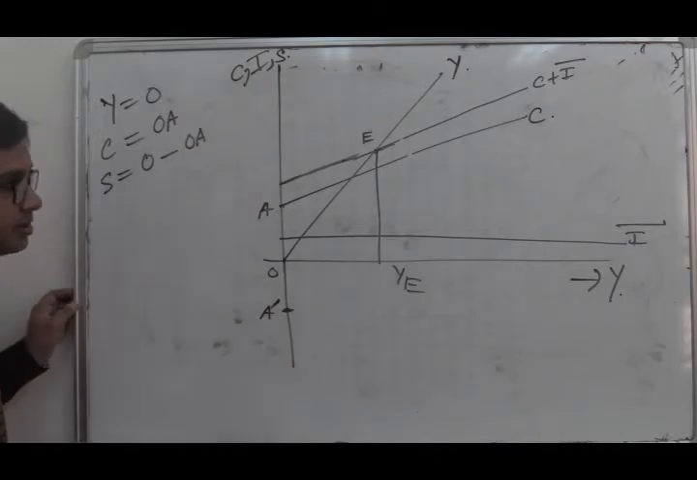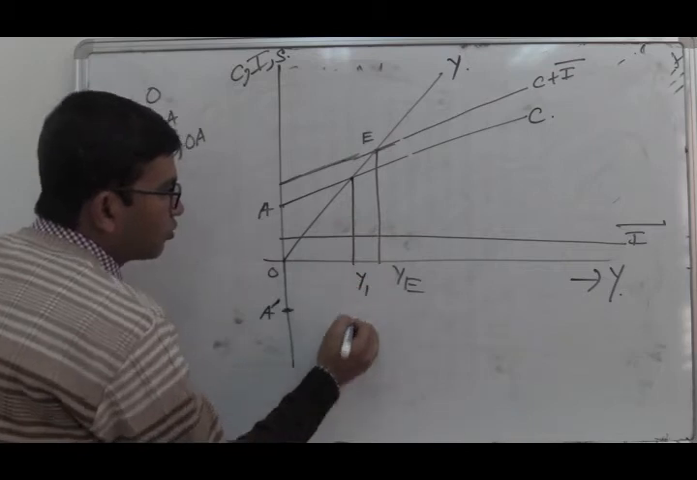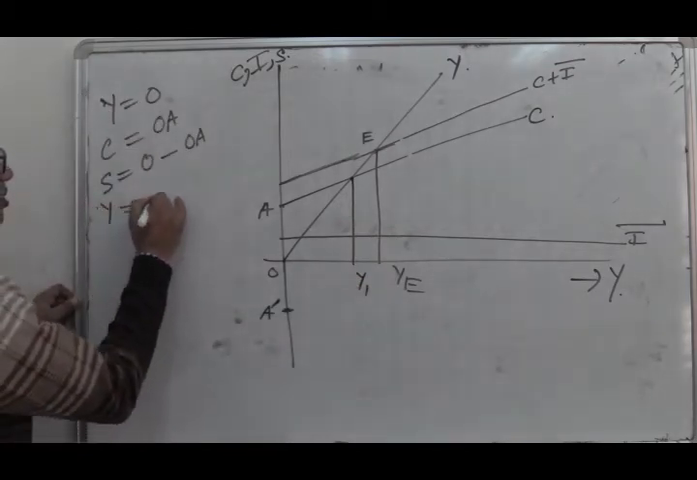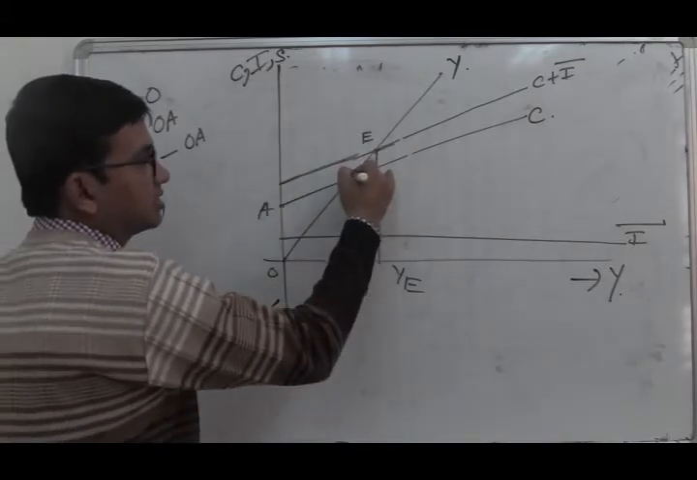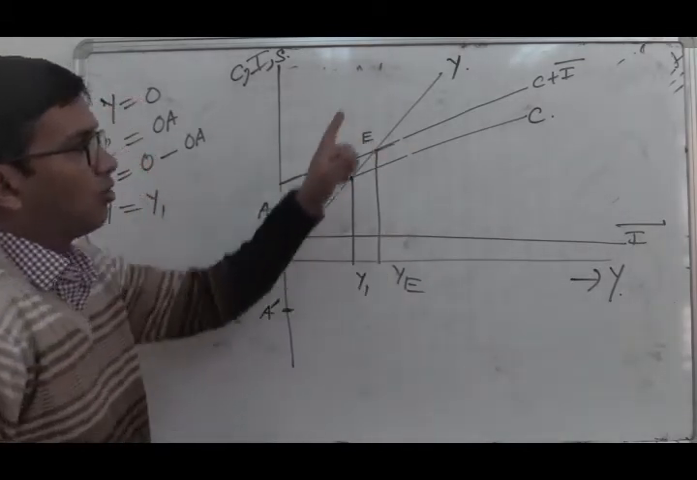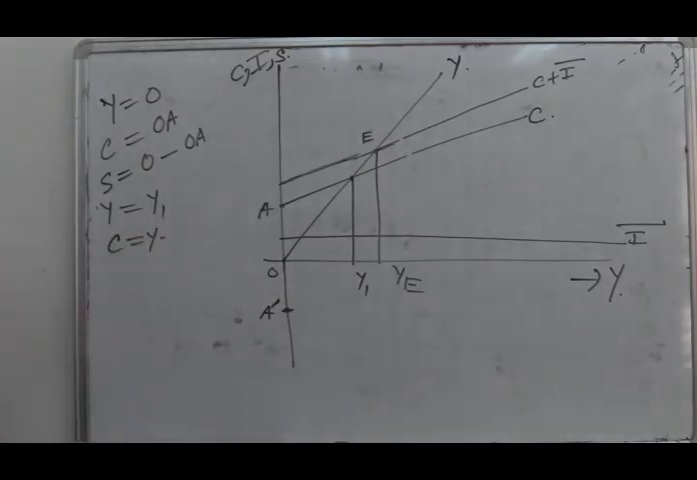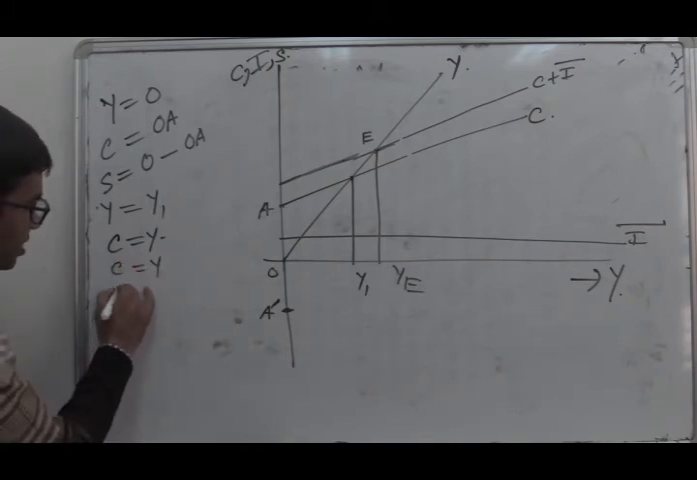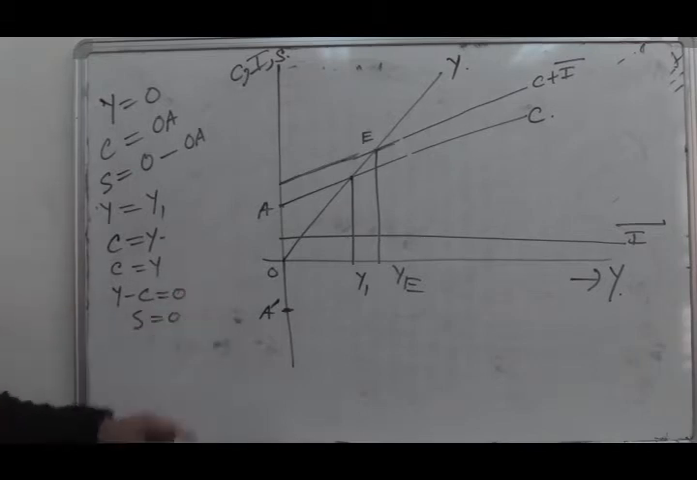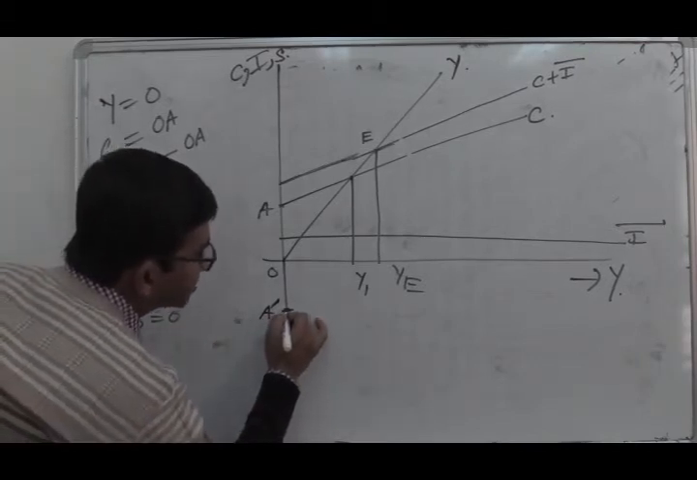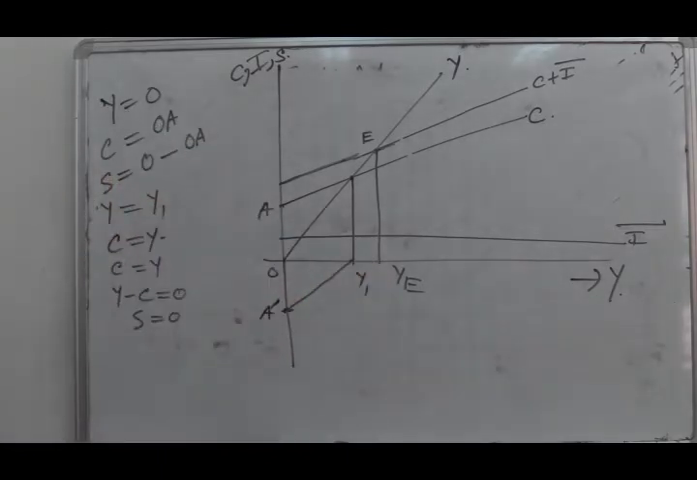Next, if we consider that the income level is Y1, so if Y equals Y1, what do we see? We see that the consumption function is intersecting the Y curve. So at this point C equals Y. So if C equals Y, then Y minus C equals 0. So here savings will be 0. The savings function will intersect the horizontal axis at this point, at the level Y1.